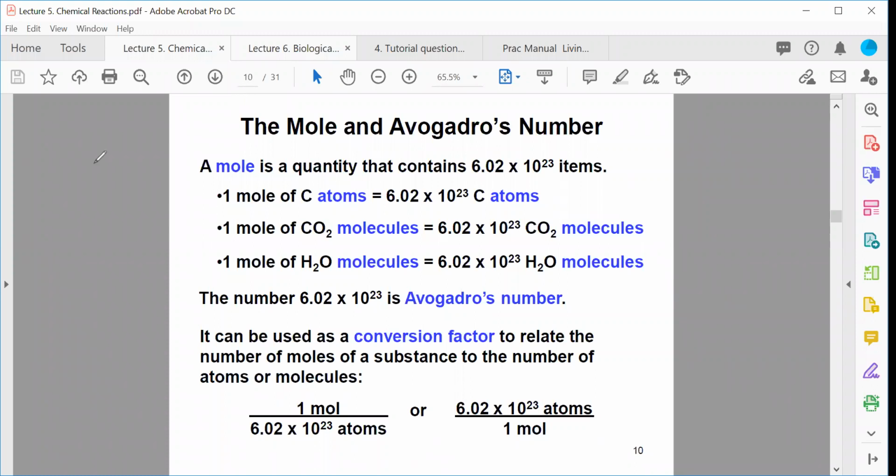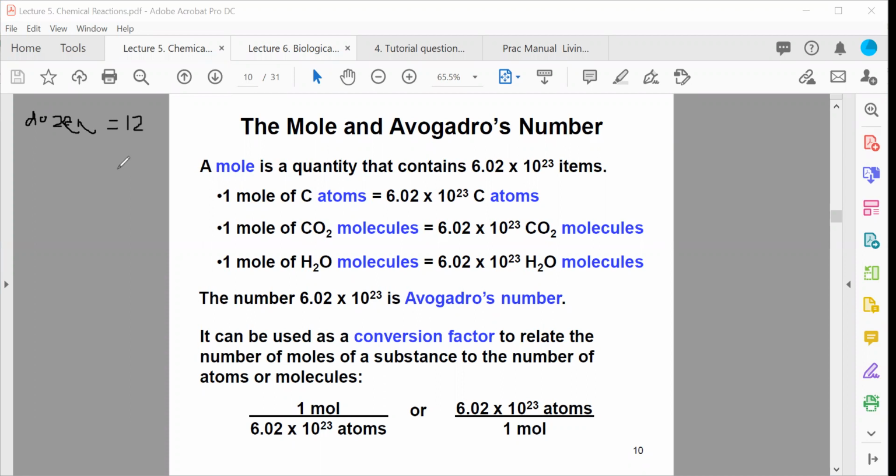All right, so now let's look at a dozen. What do we mean by this quantity, a dozen? 12. 12 of something means 12 of anything, doesn't it?